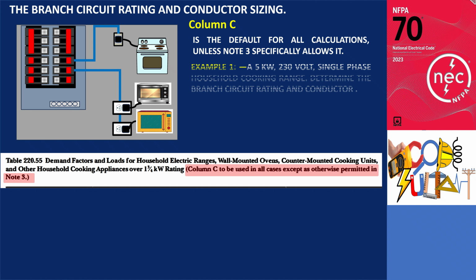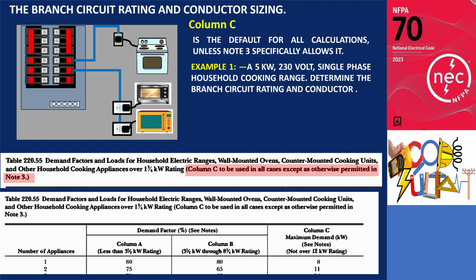And what better way to start than with a real-world example, one that trips up even seasoned designers. Suppose we're dealing with a 5 kilowatts, 230 volt, single-phase household cooking range. What should its branch circuit rating and conductor size be? Here's where many designers have slipped. We see a small appliance, say a 5 kilowatts range, and instinctively jump to column B. It feels logical. Smaller load, smaller column. But unless Note 3 explicitly permits it, column B is not the right choice.